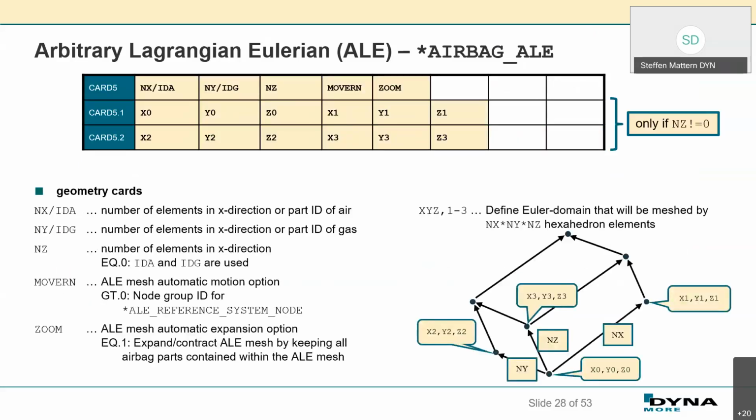Then card 5, this is a special card because here the fluid domain is, let's say, discretized. So you can specify the ALE domain by parts meshed in advance in pre-processing. So you can mesh them by yourself, or you can define a box-shaped geometry that is meshed by LS-DYNA during the initialization. And then additionally, you have parameters for automatic motion and size adaptation of this domain.